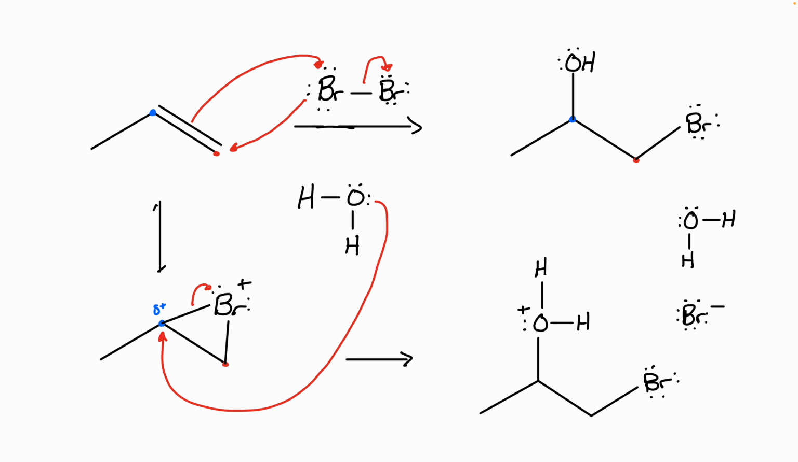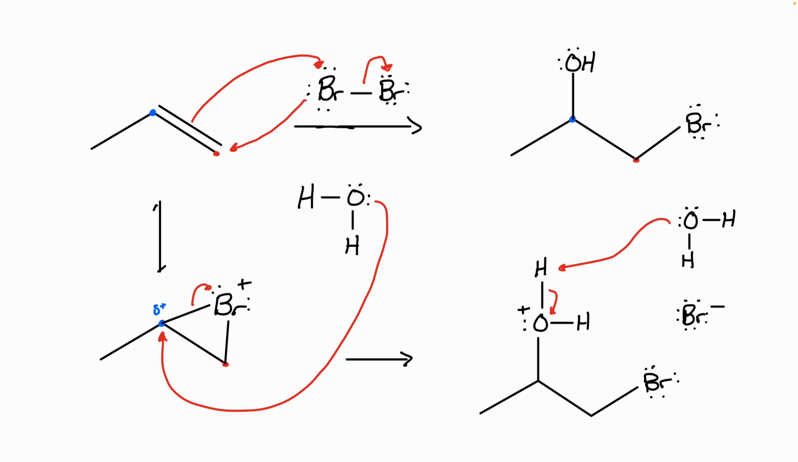But truthfully, if we're being good and thinking about it carefully, out of these 2 molecules here, which one is the stronger base? Water. Bromide here is a terrible base. That's why hydrobromic acid is such a ridiculously strong acid. So really our water here should be the one deprotonating.